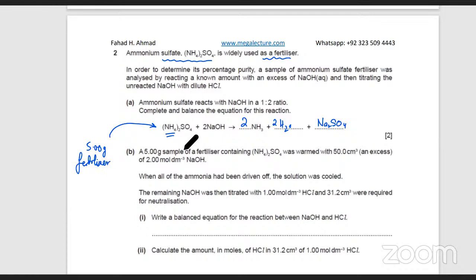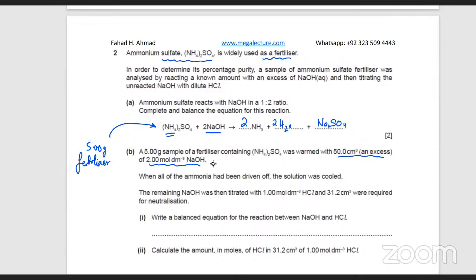And it's got ammonium sulfate in it. So we have no idea how much ammonium sulfate we've got. It is reacted or warmed with an excess of NaOH. So make sure it's in excess. So find the moles of NaOH added. How much NaOH was added? What is 50 cm cubed?